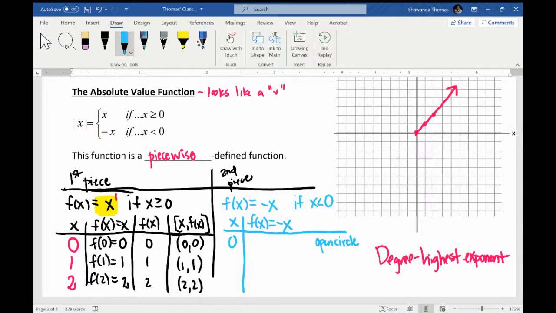All right. What other numbers can we plug in for this second piece right here? What numbers will work for x is less than 0? -1 and -2. Yes, those are x values that are less than 0. All right, we're going to plug in 0. Again, what type of function is this? Negative x.